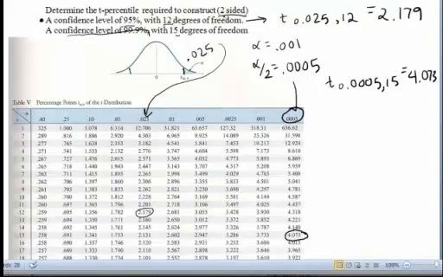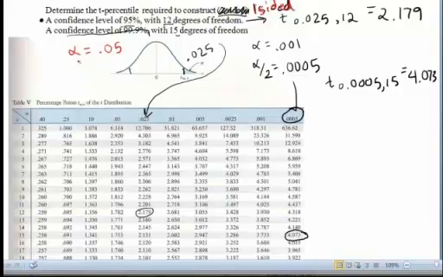Okay, now let's say that instead of two-sided, I was going to do one-sided. I'm going to do the same thing but it's going to be one-sided now. I'm trying to find my t value, then t of 95%. So that means 0.05 is our alpha, and we don't have to divide it in two. So now we can just go directly to 0.05, and we had 12 degrees of freedom, so t of 0.05 with 12 degrees of freedom is 1.782.